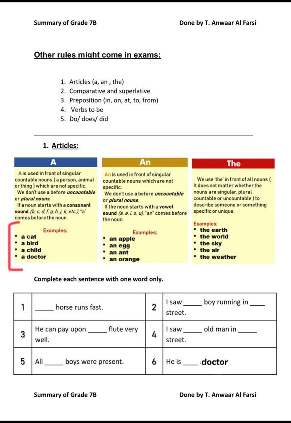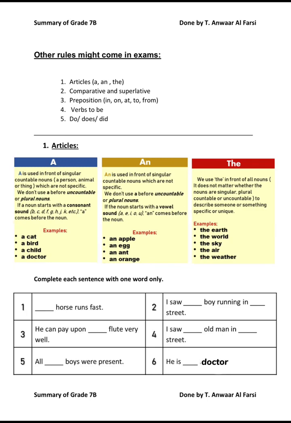We don't use a before uncountable or plural nouns. For example, an apple, an egg, an ant, an orange. And the, we use the in front of all nouns. It does not matter whether the noun is singular, plural, countable, or uncountable. For example, the earth, the world, the sky, the air, and the weather.